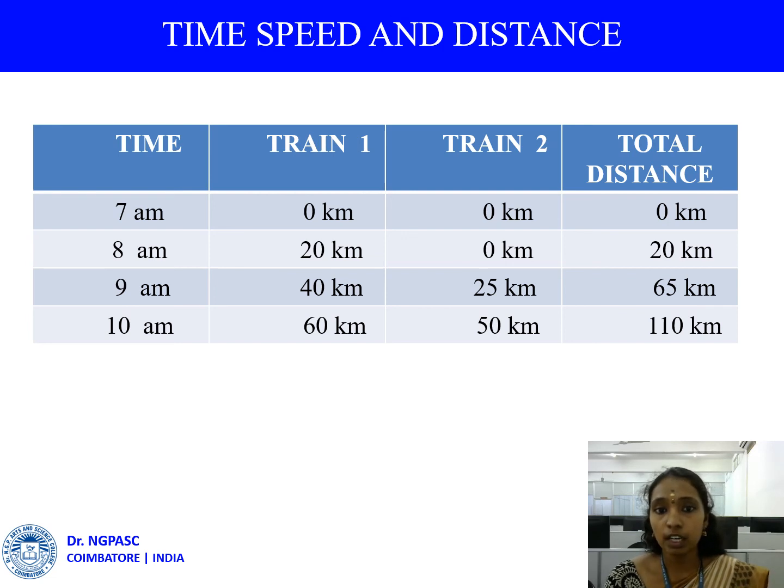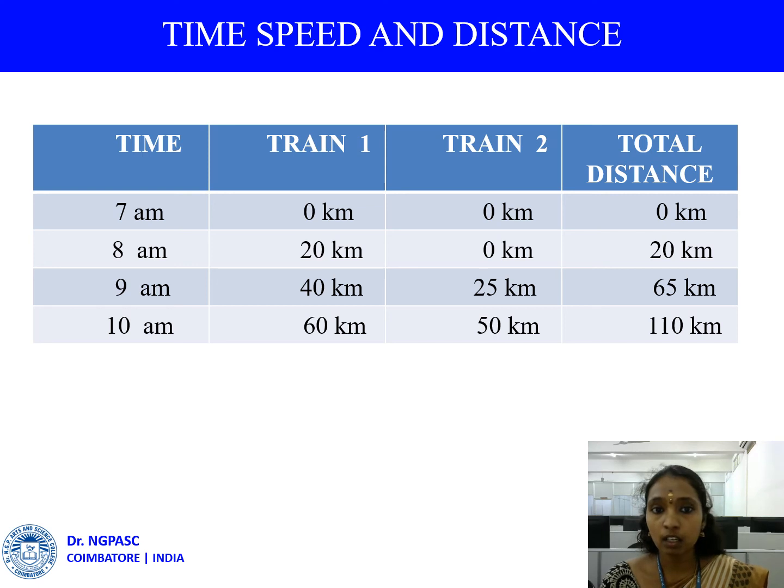Another method for this question: train A starts the journey at 7 a.m., so it has just started and has traveled a distance of 0 kilometers. In 1 hour, from 7 a.m. to 8 a.m., it covers a distance of 20 kilometers. That is train 1. Train 2 couldn't move yet, so we keep its distance as 0 kilometers. So the total distance is 20 kilometers.